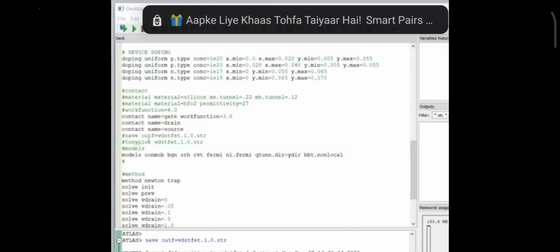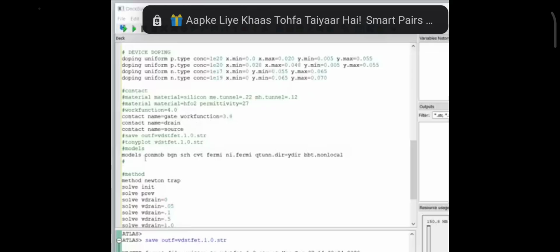Next, you have to define the contact region. You can also define the mass of an electron and hole. Next, I have defined the contact region, contacts for the gate, drain and source. At the gate, we are using a work function of 3.8 electron volt. After defining the contact region, you have to provide the models to the structure.